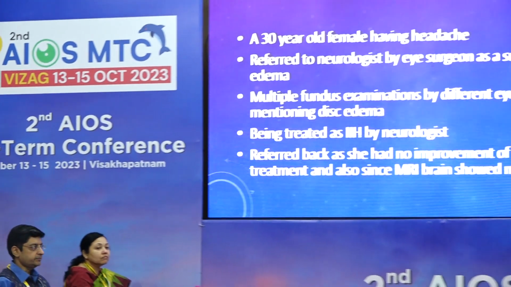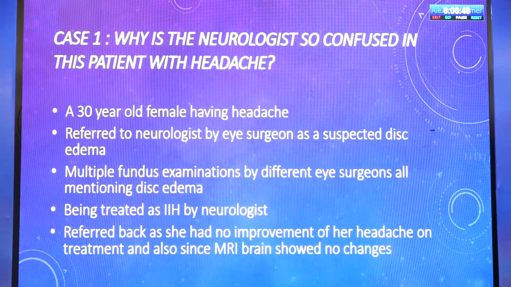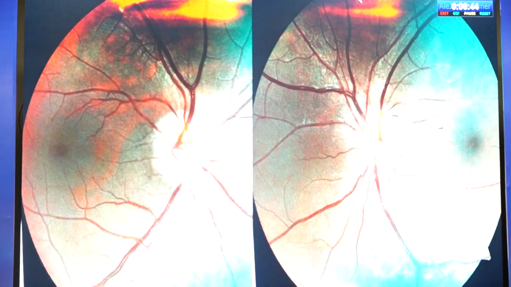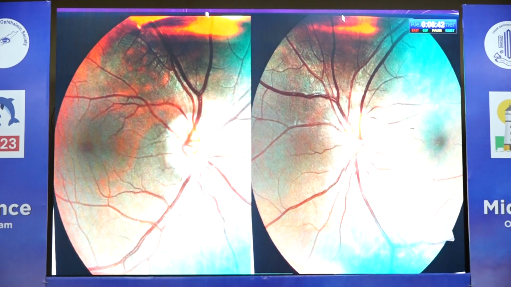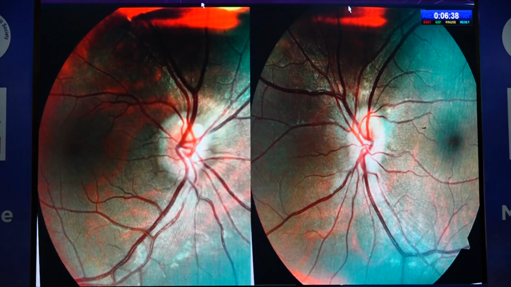The first case is one which made my neurologist friend very confused. This was a 30-year-old patient who was having headaches, and had been referred by an eye surgeon as a case of papilledema. Even multiple fundus examinations showed that the patient had papilledema, but since she didn't fit the criteria of IIH and the MRI was normal, the patient was referred to me.